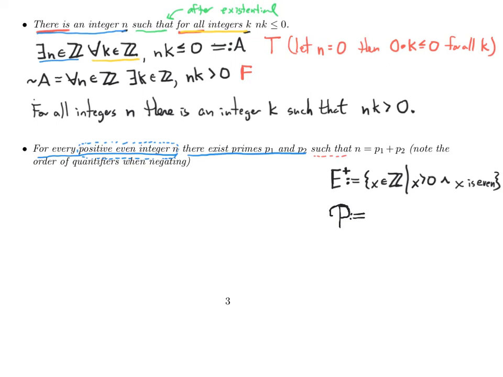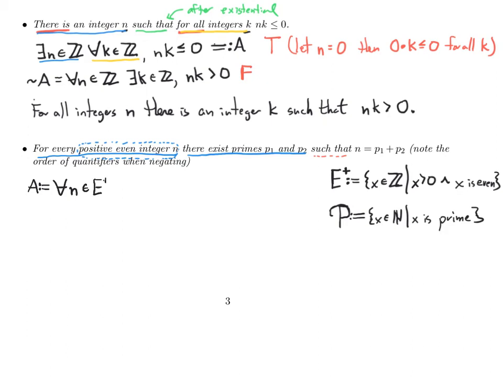So again, for our purposes, we can just say it is natural numbers such that x is prime. So we define these two sets. We have our positive even integers. We have our primes. Now we can go ahead and write this. So we have, for every positive even integer n, so again, let's call this expression a.